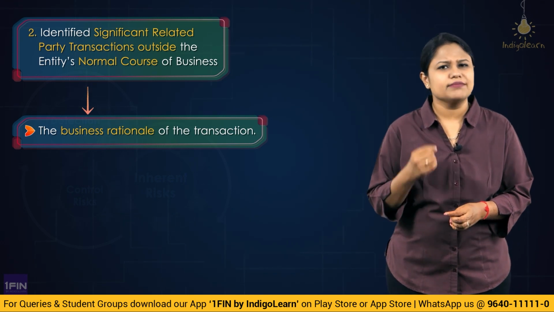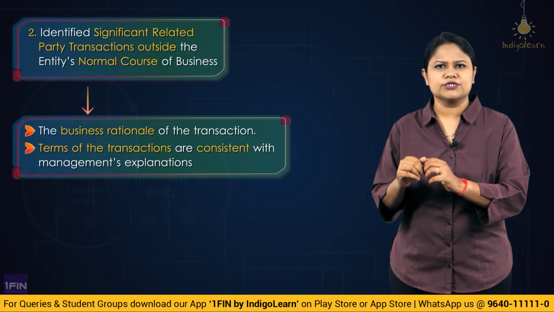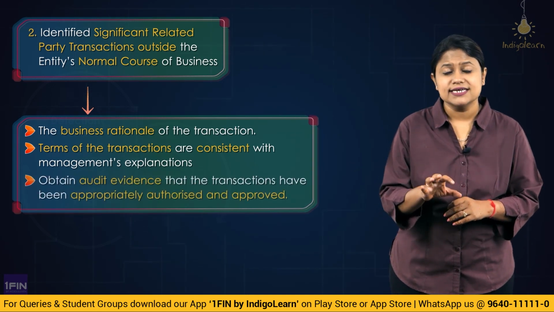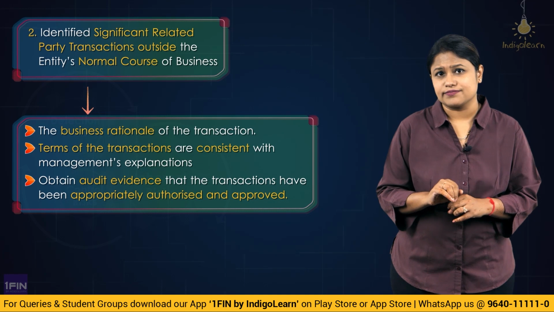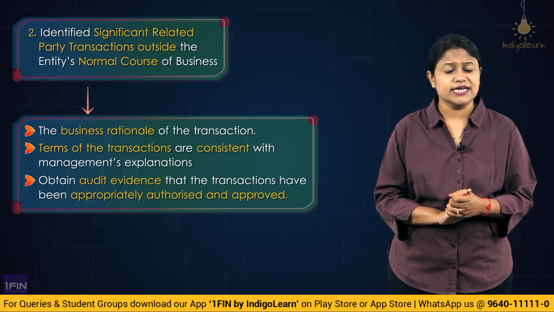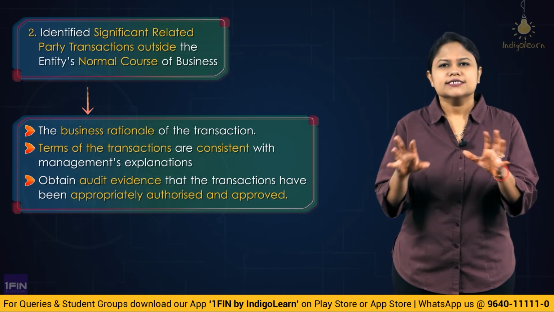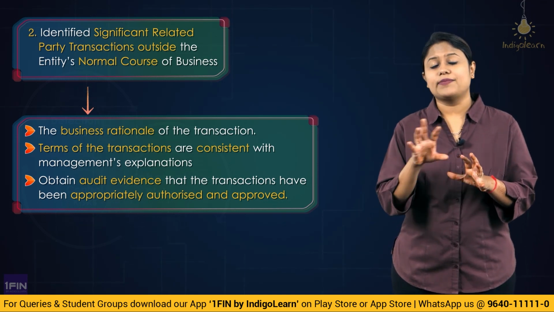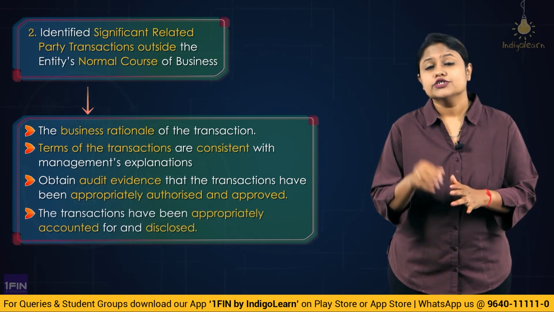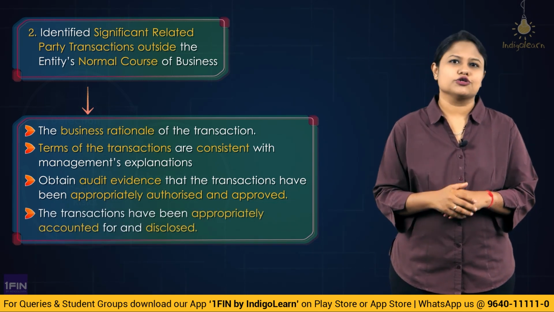Then when you question the management, they will give you an explanation that we have given a loan to this person. Then see that you obtain evidence that whatever the management is telling and the terms of this agreement are consistent. You have to check that. You should also understand that somewhere or the other, a related party is getting benefited. Something very unusual is happening. So you have to be very careful with respect to its accounting and its disclosure also.